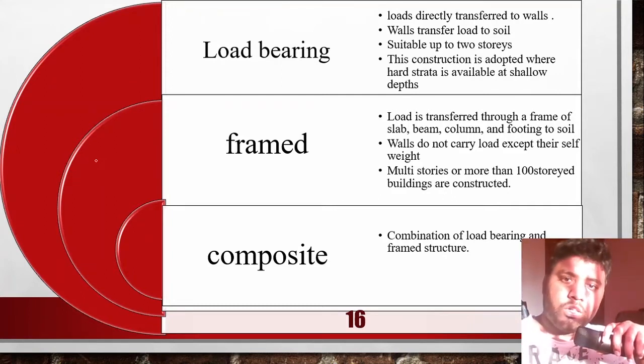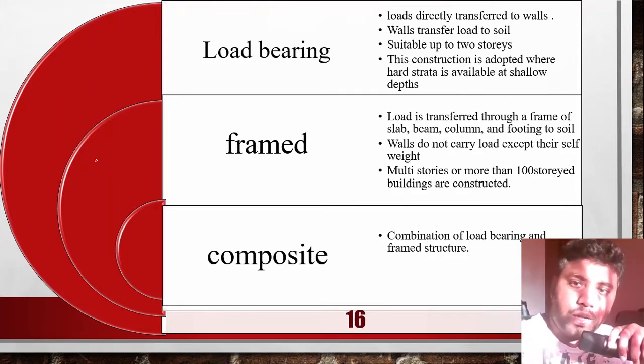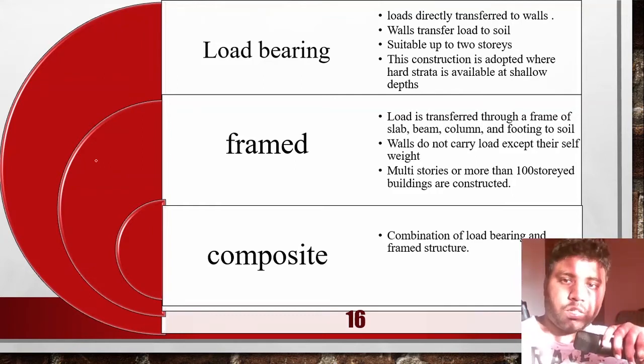That means shallow depths means what? Very small depth. At a small depth itself, we get a hard strata. Hard strata means the soil is very hard. We cannot dig it up even more because the soil is very hard. So when hard strata is available at shallow depths, when at small depths itself we get a hard strata, this kind of construction is adopted.